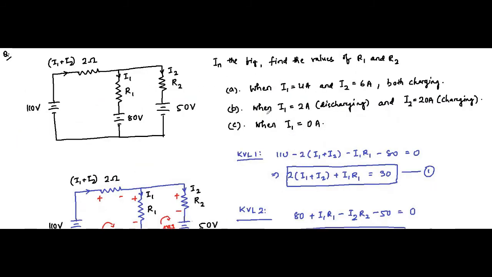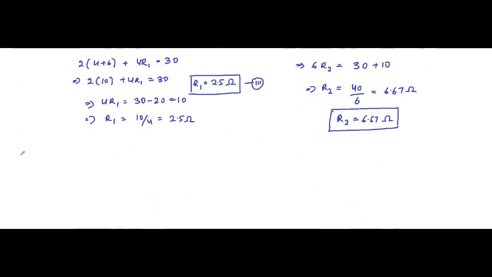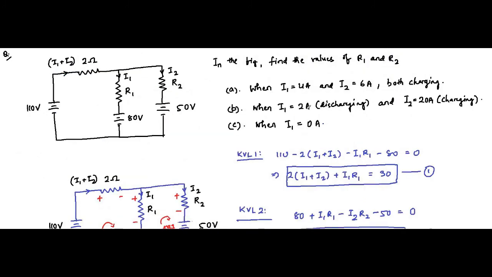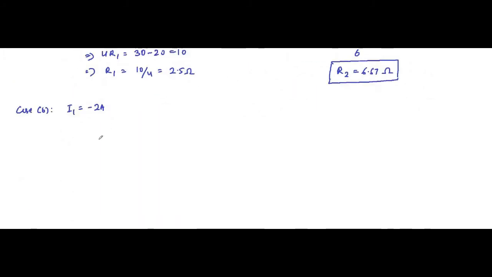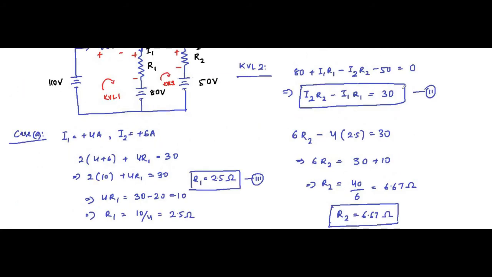Same we have to do for case B, where I1 is equal to 2 ampere. Case B, I1 is equal to 2 ampere discharging, which means it will be minus 2 ampere because it is discharging, so it will flow in the opposite direction. It is specified I1 is equal to 2 ampere discharging, I2 is equal to 20 ampere charging. So I2 will be plus 20 ampere. So the same thing, we will have to substitute different values. So we will substitute these values, I1 is equal to minus 2 ampere and I2 is equal to 20 ampere in each of these two equations.